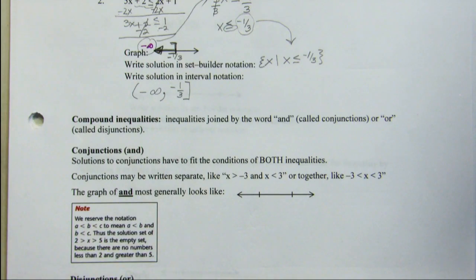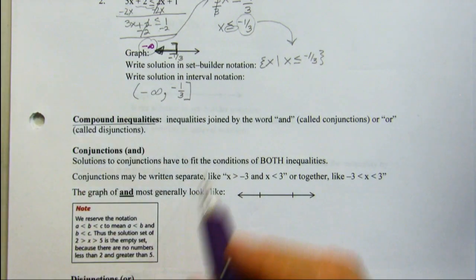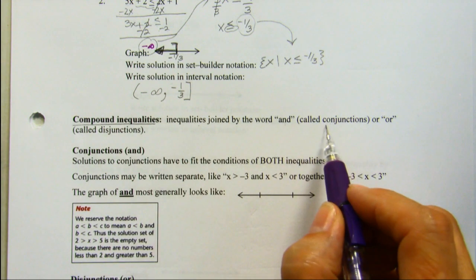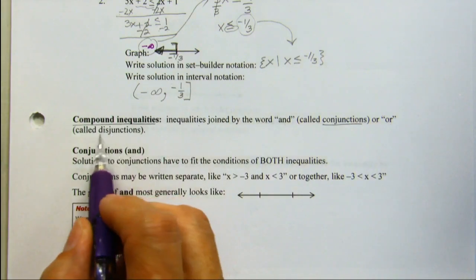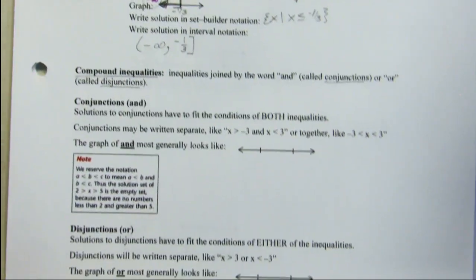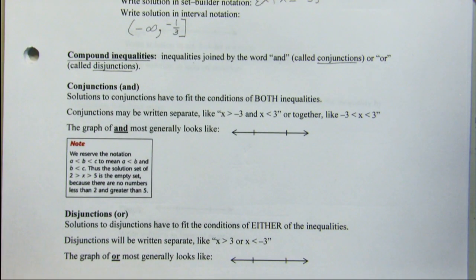Okay, now we're going to get a little bit more complicated. We're going to look at compound inequalities. These are inequalities joined by the word and, called a conjunction, or the word or, called a disjunction. We'll start with conjunctions first. They're a little bit more difficult to work with.